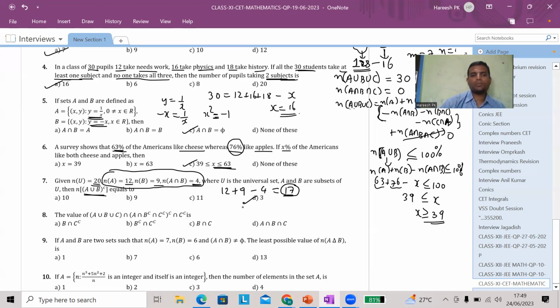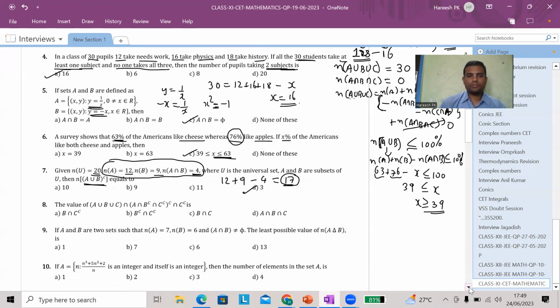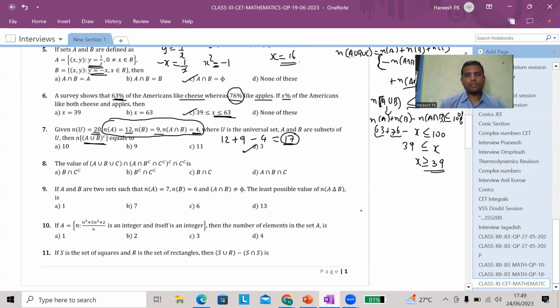Okay, now let's move to the next question. So the eighth question, we should again probably use a Venn diagram. It will make things more simple. You can even use properties, but I would suggest a Venn diagram. It's easier to solve.